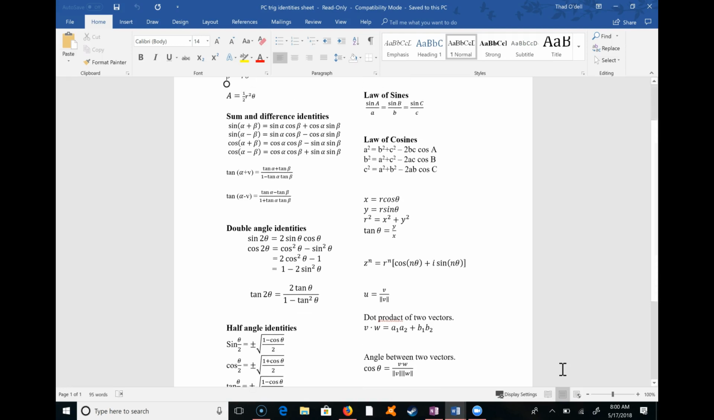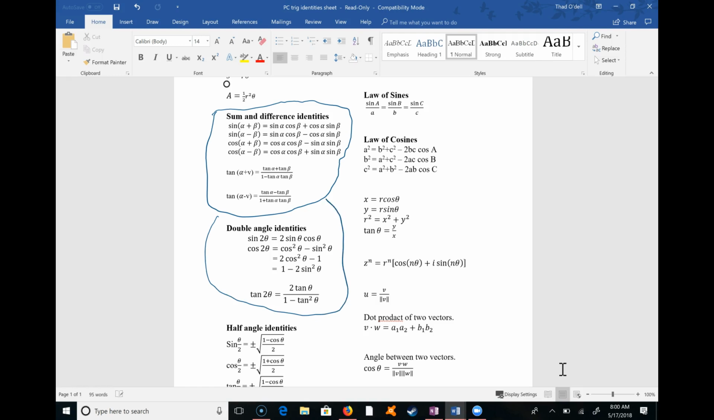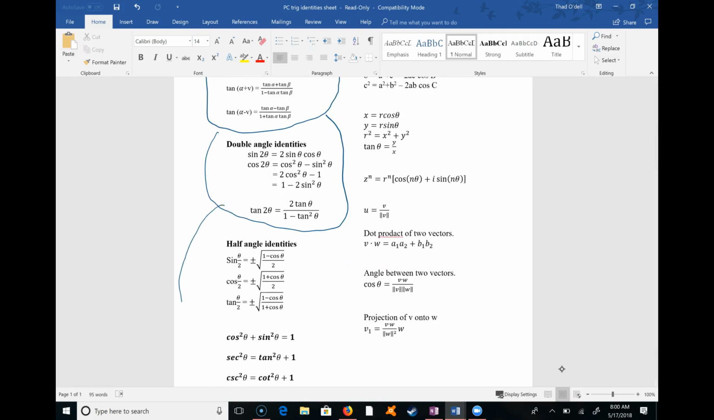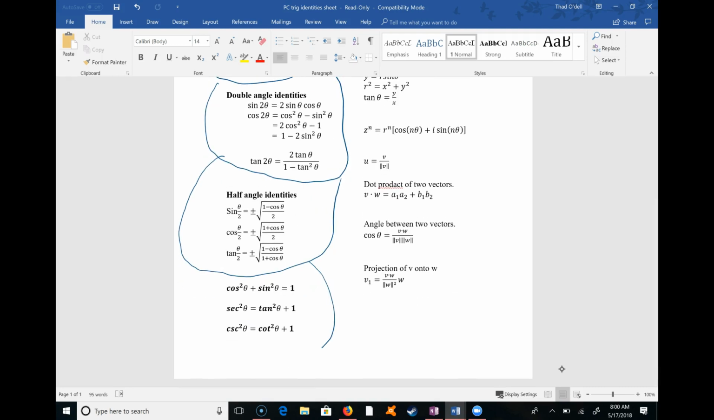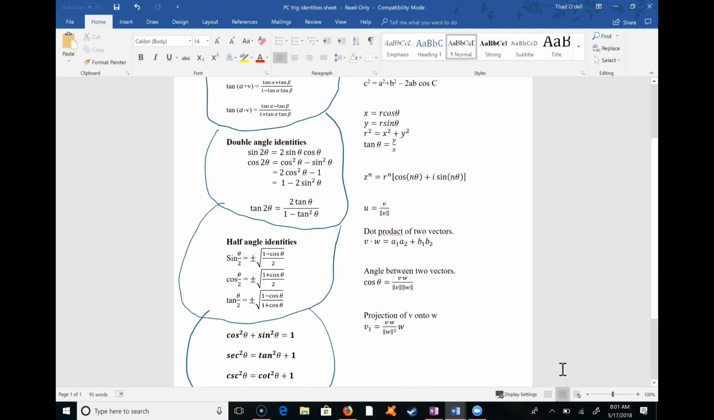And right here are the sum and difference formulas. Here's the double angle identities, and there is the half angle identities. And there's the Pythagorean identities that you should already be familiar with, because we've been using those in proving trig identities.